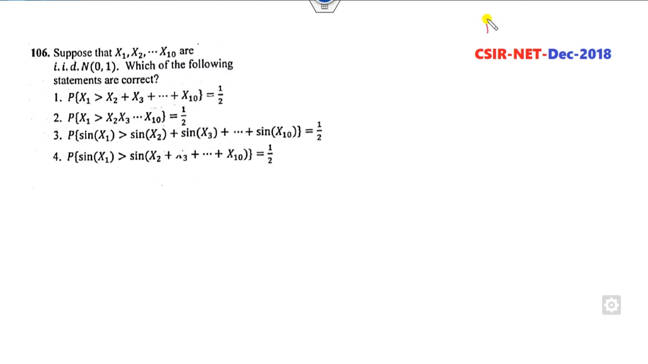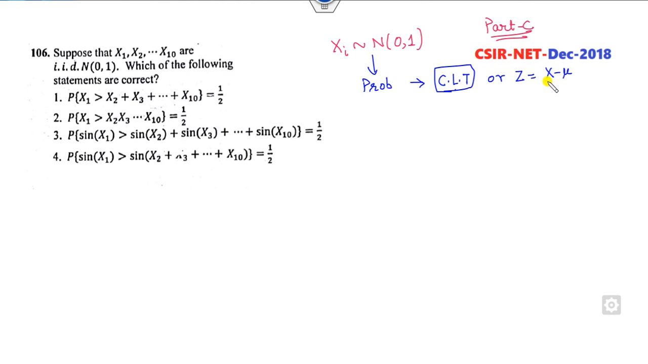Okay, now this is related to part C. So it has more than one correct option. What is given to you? Xi follows a normal distribution of 0, 1. Whenever there is a question related to the normal distribution and they are asking to calculate the probability, always use the central limit theorem, or you have to convert into z, that is x minus mu over sigma.